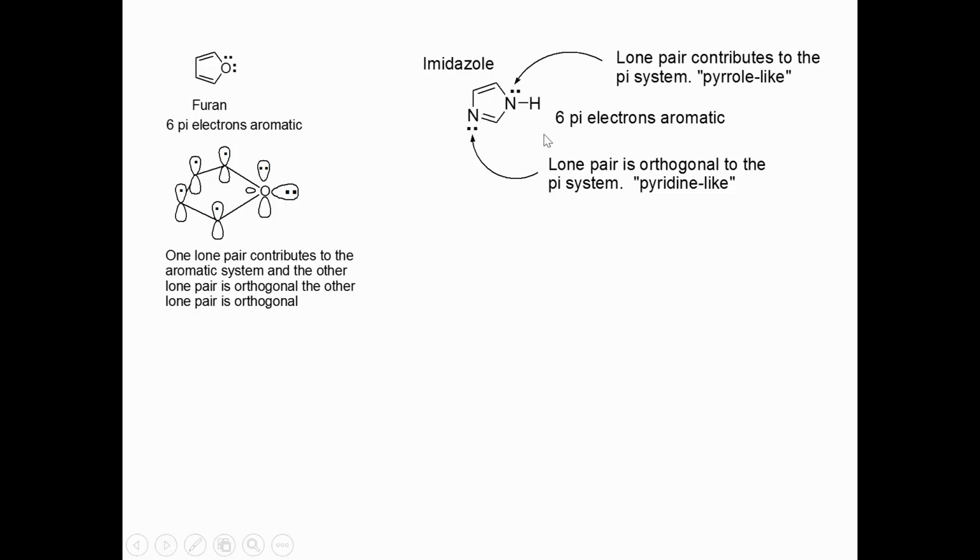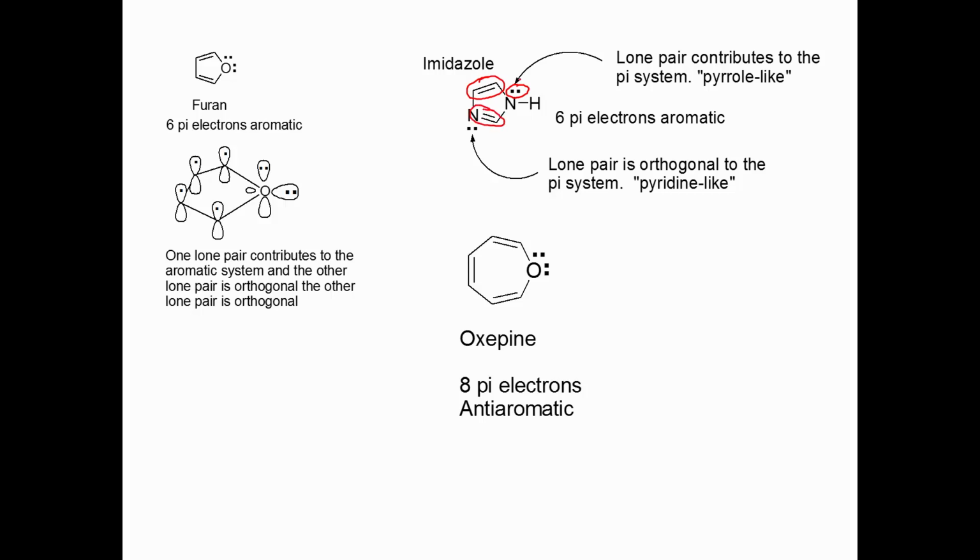All right, so imidazole is an aromatic compound because we're going to count this lone pair, this double bond, and this carbon-nitrogen pi bond. 2 in the pi bond there, 2 in the pi bond there, and this is where we get our 6 pi electrons. Finally, let's look at this molecule here, oxepine.